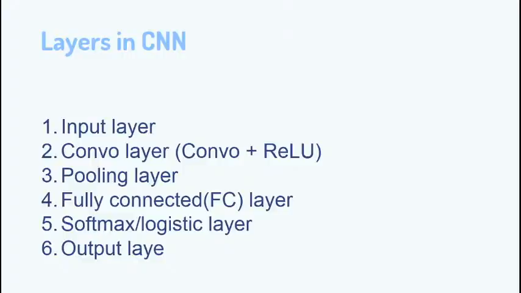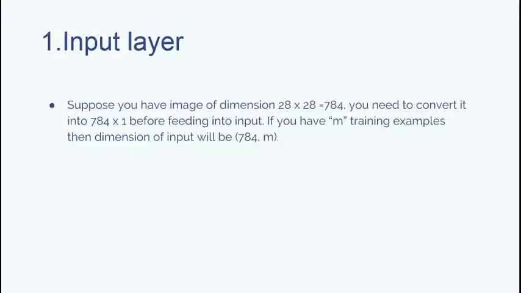and then the output layer. The input layer: we already know the dimension of the images. Each image is a 28 by 28 grayscale image, so if I multiply 28 by 28, I get 784. So 784 is my input data. You need to give the input layer 784 neurons.